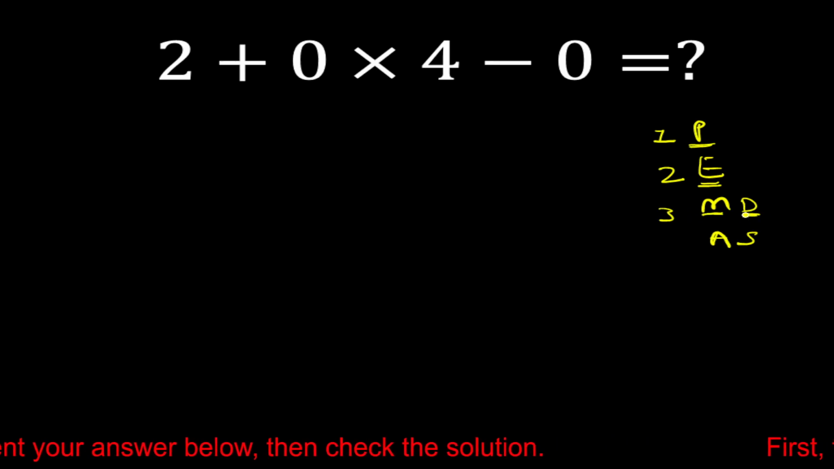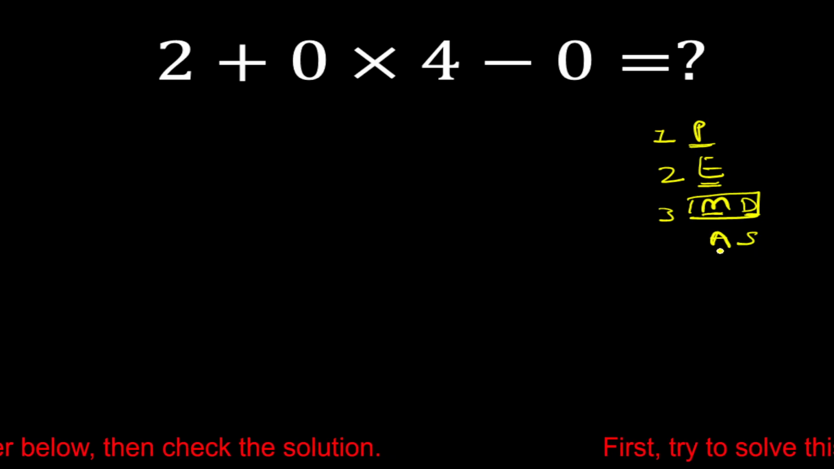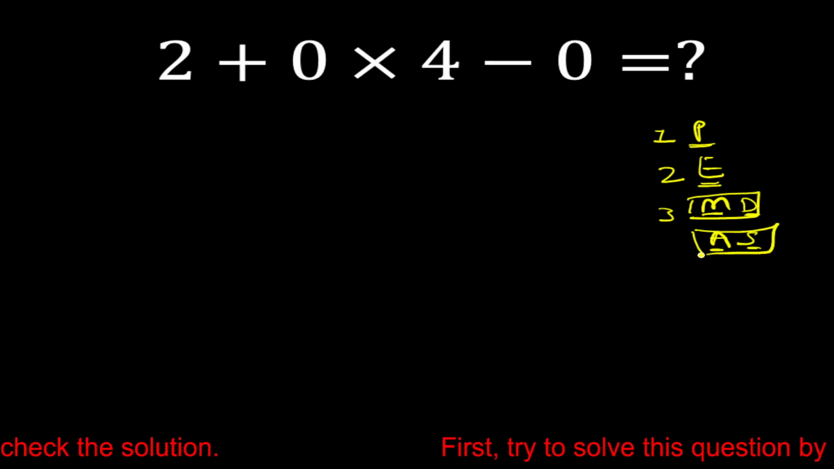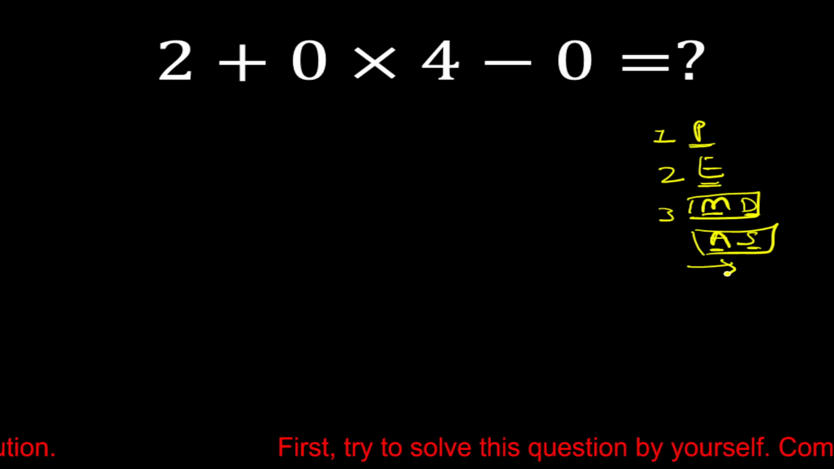multiplication and D means division. Multiplication and division both have equal priority. And last priority is addition and subtraction. Also addition and subtraction both have equal priority, so we have to solve it from left to right.